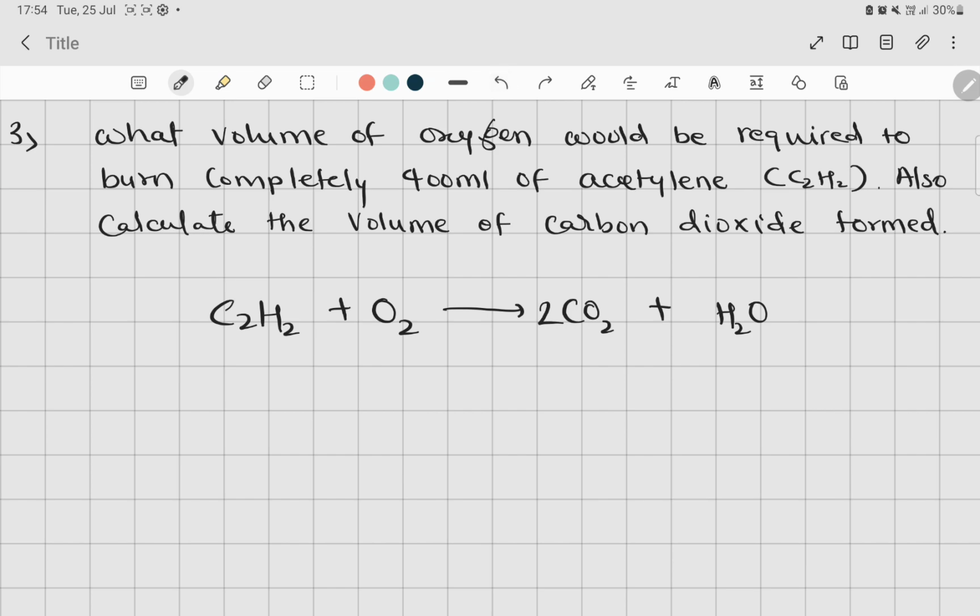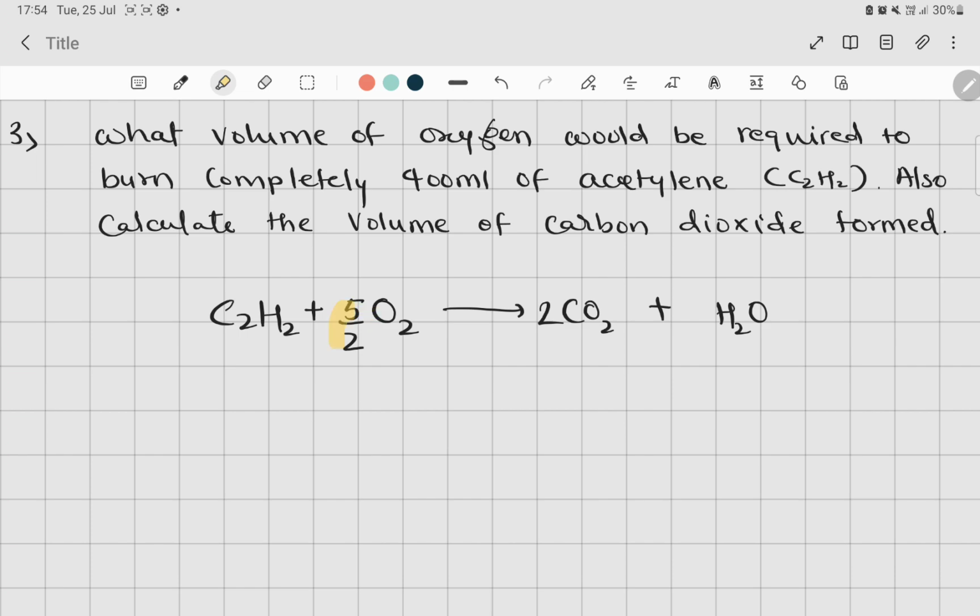Now talking about the oxygen, on the left we have 2 oxygen, and on the right we have 2 times 2, which is 4 oxygen, plus 1 oxygen, so the total oxygen on the right hand side is 5. So how do we balance this equation? On the LHS we will multiply oxygen by 5 by 2.